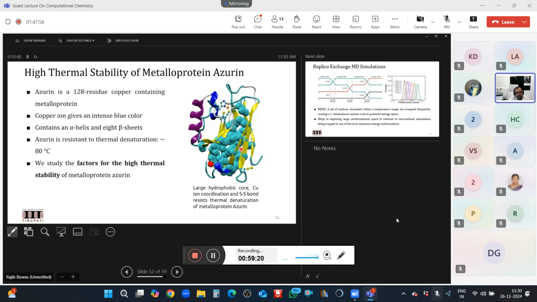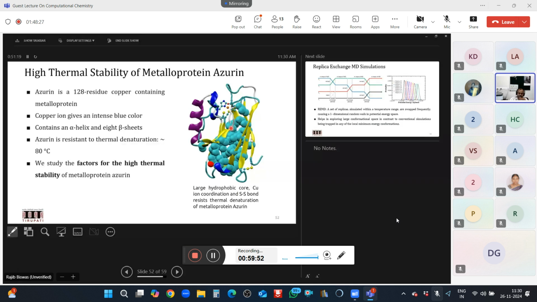We just understood this is a very stable protein. To melt it, or in other words to denature it from its native structure, you have to raise the temperature up to 80 degrees Celsius, whereas most proteins denature above 40 or 50 degrees Celsius. But here you have to go up to 80 degrees Celsius. This is a very thermally stable protein. So we want to understand what is the molecular origin of this thermal stabilization.